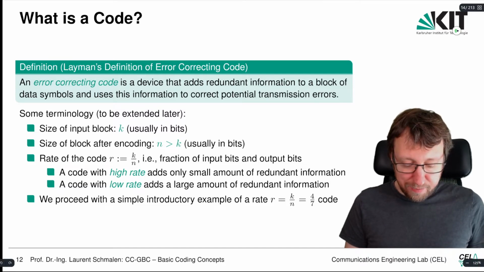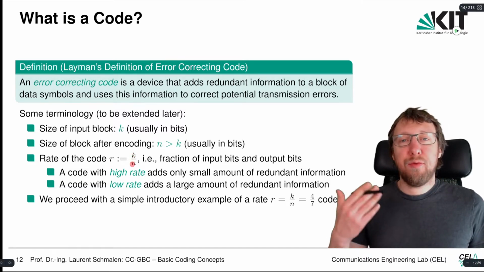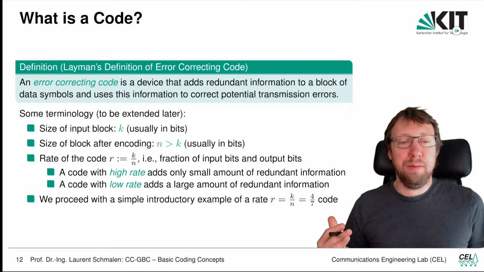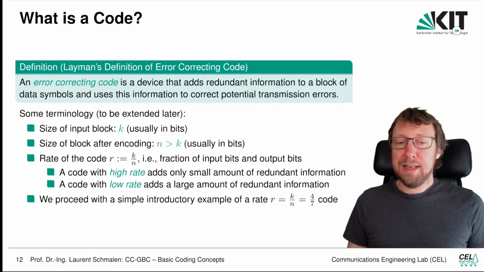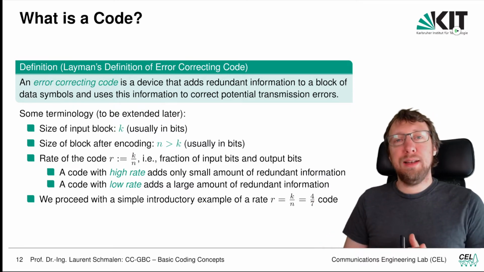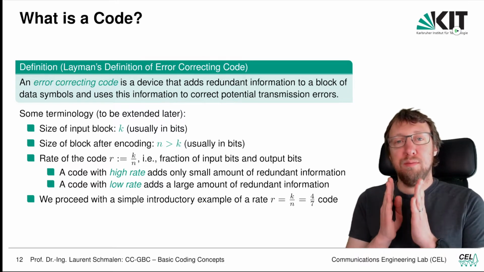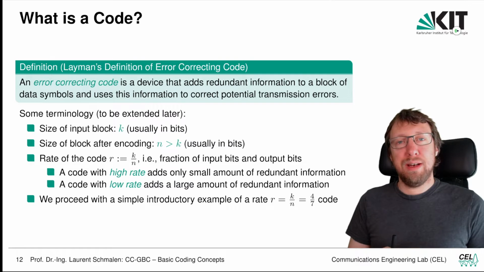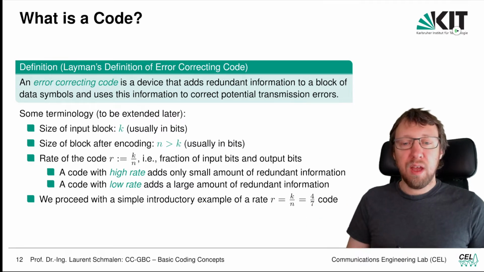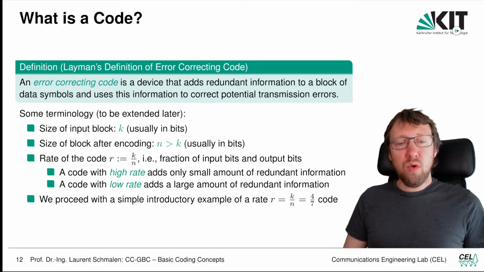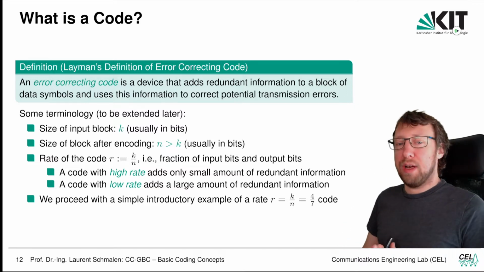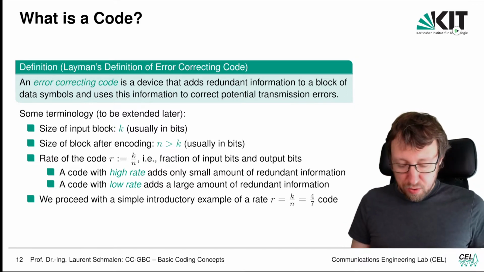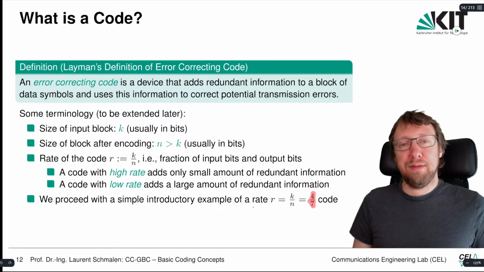We defined the rate of the code already. The rate is given by k over n, so it's the fraction of input bits to output bits. If the rate is high, the amount of redundant information that we add is small. If the rate is low, the amount of redundant information that we add is very large. And we're looking at a very simple introductory example of a code that has a rate 4 over 7.